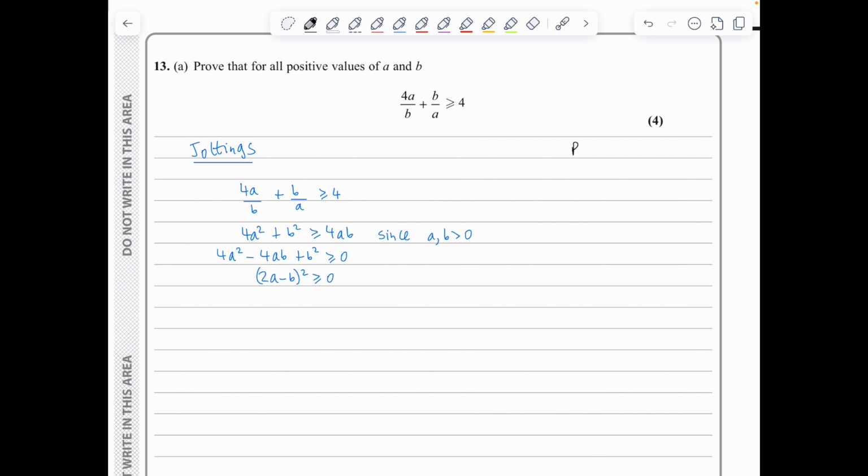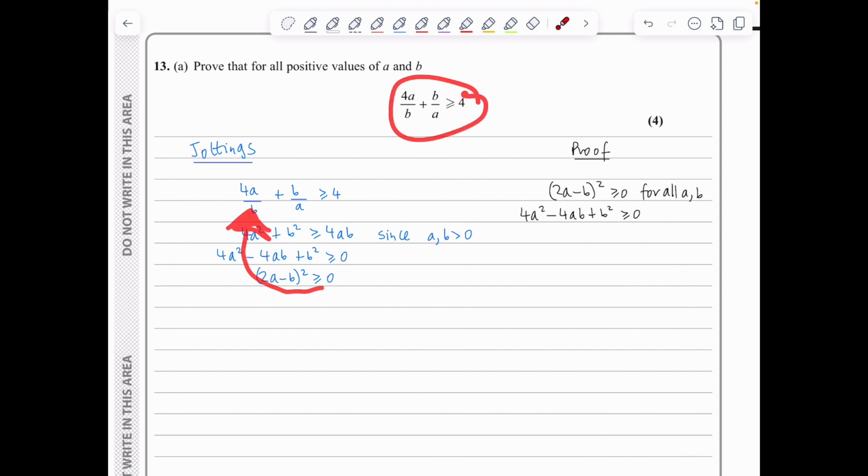So I'm going to call this proof. We start from 2a minus b all squared being greater than or equal to 0 for all values of a and b. I will expand this: 4a squared minus 4ab plus b squared is greater than or equal to 0. So what I'm doing here is I'm going in reverse through my jottings in order to arrive at exactly what I need to prove to be true.